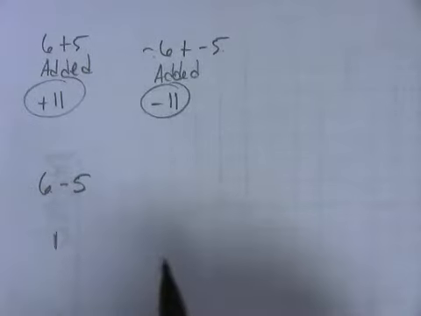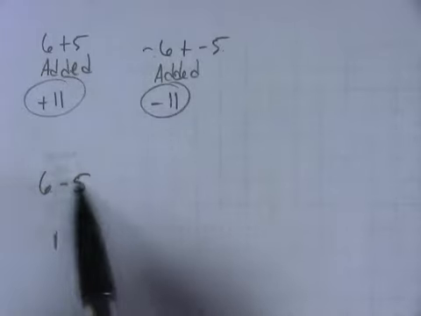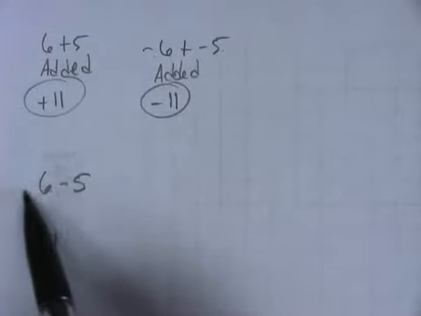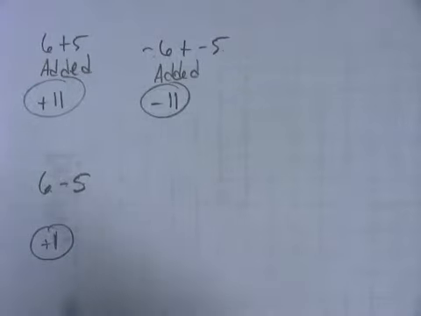And then here's the other rule. This is where you have to kind of be careful. You want to keep the sign of the larger number. So if you just look at 6 and just look at 5, just normally, we know that 6 is bigger than 5. So then you keep the sign of that larger number. Since 6 is bigger than 5, we'll keep the sign of that 6, and it's positive. Now you don't have to write the positive there, but you can.